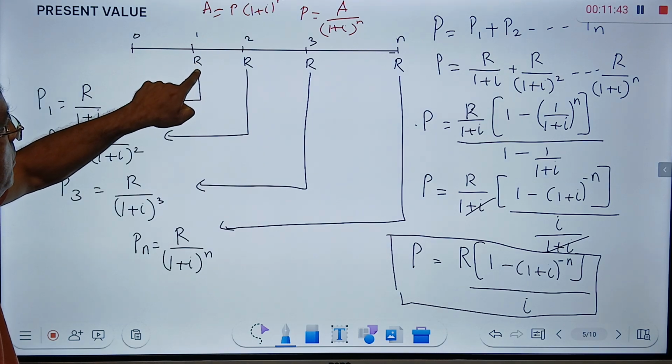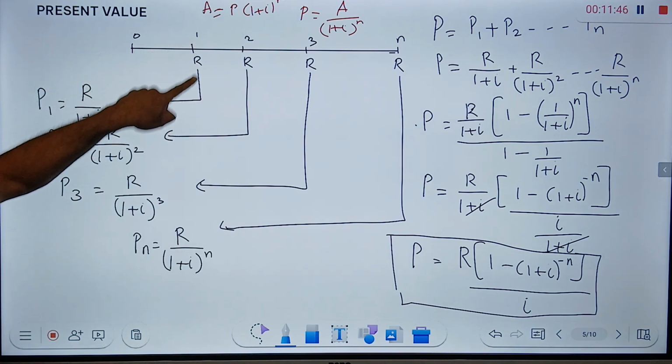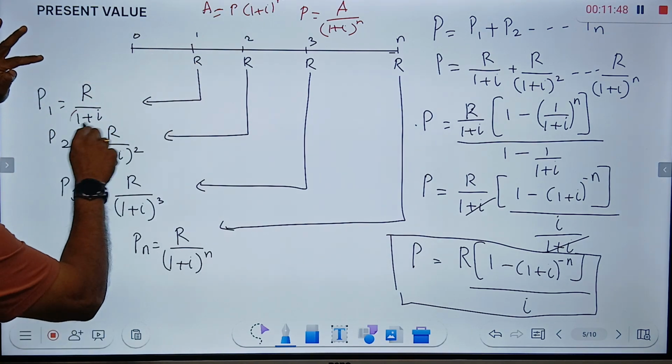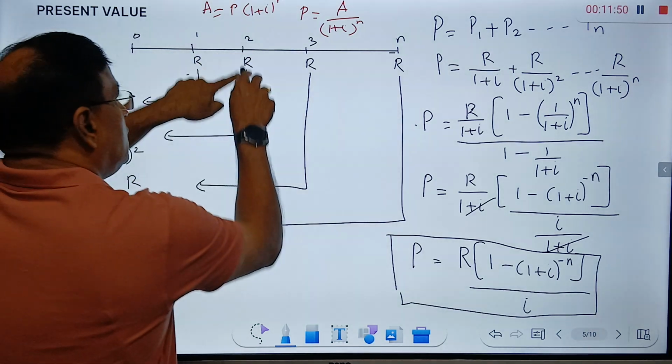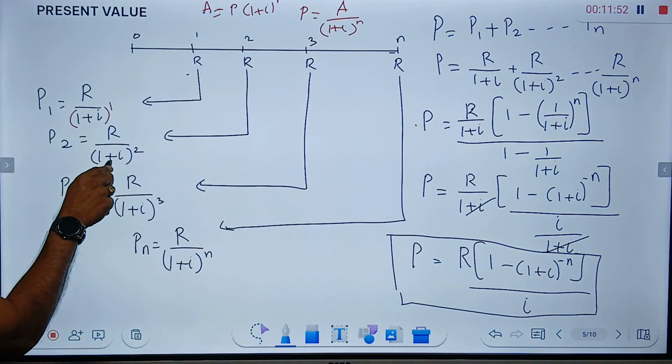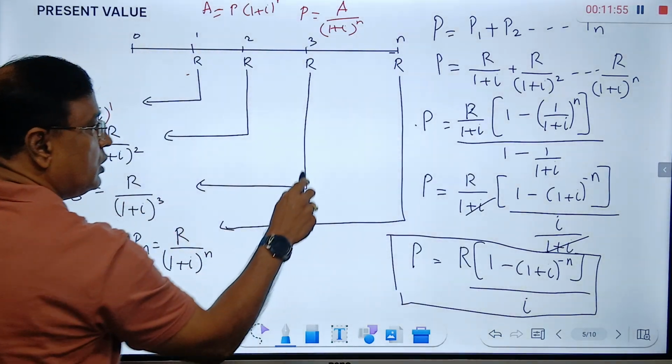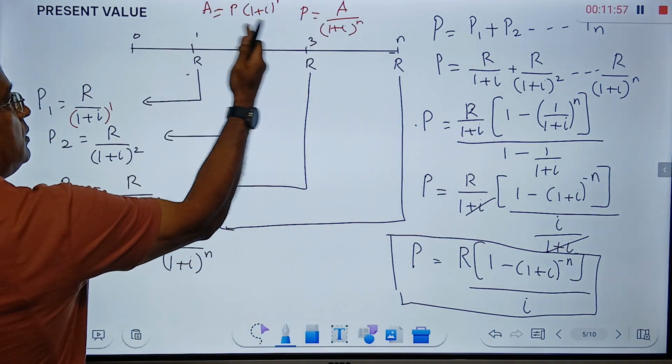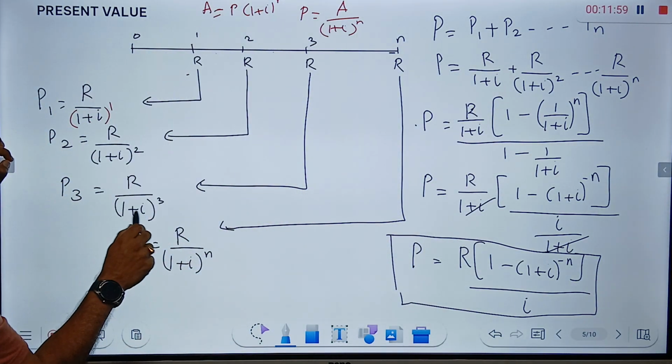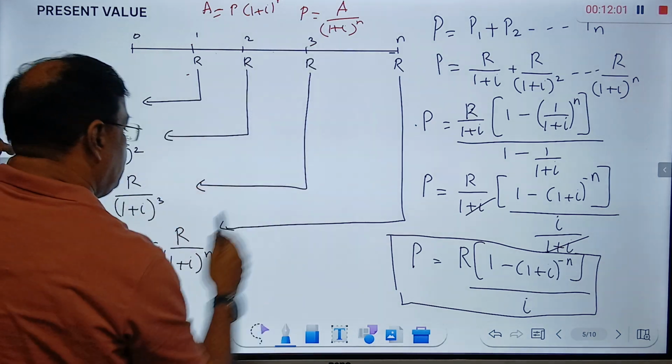So this is going to be in the business for 1 year, for one term. So R into 1 plus I power 1. Now this is going to be there for 2 years. So R into 1 plus I the whole square. So this is going to be there for only 3 years. 1, 2, 3 years. So R into 1 plus I the whole cube. So similarly for n terms.